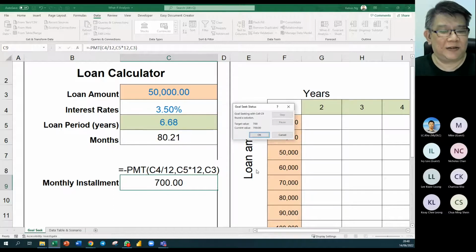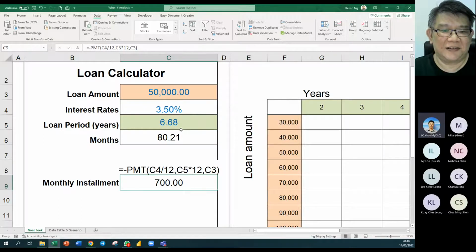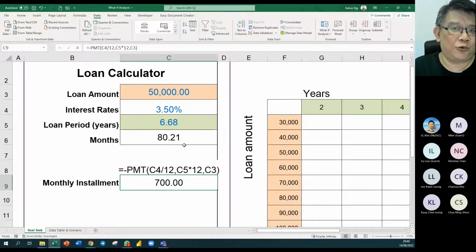So now you can answer me already. Go. 6.68 years. So it's about 6.7, right? 6.7 means 6 plus, which means you're going to pay in 80.2 months.